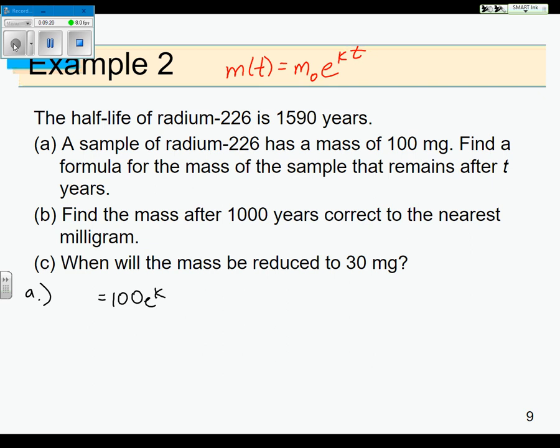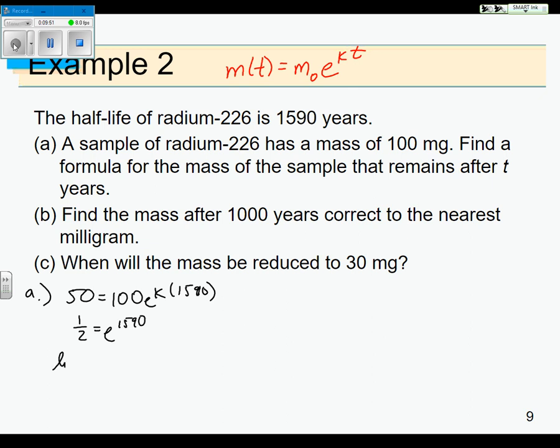I don't know what k is, but I know that if its half-life is 1,590 years, after 1,590 years, I'm going to be down to 50 grams. That was my definition of half-life. And I can use very similar math to solve this for k. All right, so I can divide both sides by 100. That simply gives me 1/2.